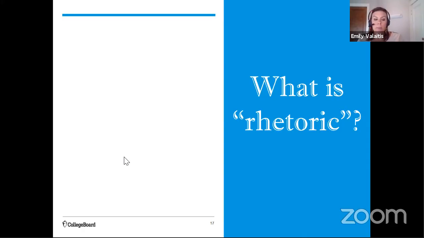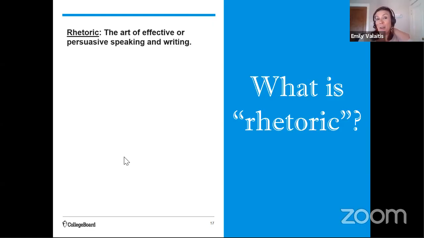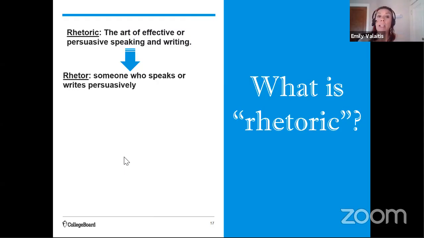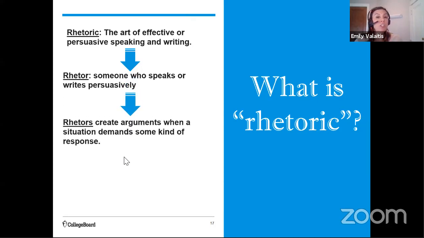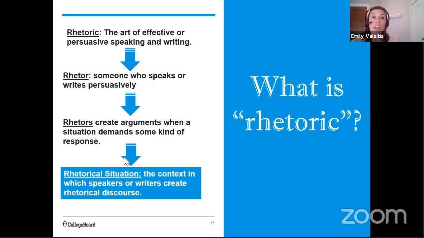So I'm going to give you a few key terms that to me really help elucidate what rhetoric means. First, going back to Aristotle, rhetoric is essentially the art of effective or persuasive speaking and writing. And the rhetor is someone who essentially is speaking or writing persuasively, or at least intending to. Those rhetors, they create arguments when some situation demands a response. It's not like they're just sitting around thinking, I'm just going to share my ideas. There's something that has happened that has caused them to respond in some capacity. Therefore, the rhetorical situation is the context in which speakers or writers create rhetorical discourse, that communication, and they make choices based on that context.